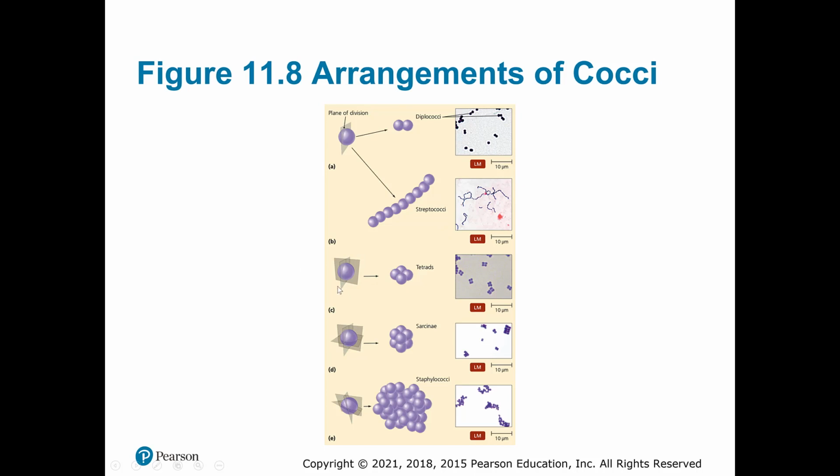Tetrads is when there's division along two planes. You get four. You keep adding planes. Now we have cubes of cells. That's called sarcinae. And then if you've got multiple planes of division happening on one cell in all different directions, you're going to end up with what's called a bunch of grapes arrangement. And we call that staphylo. So staphylo is bunch, cocci because the cells are round.